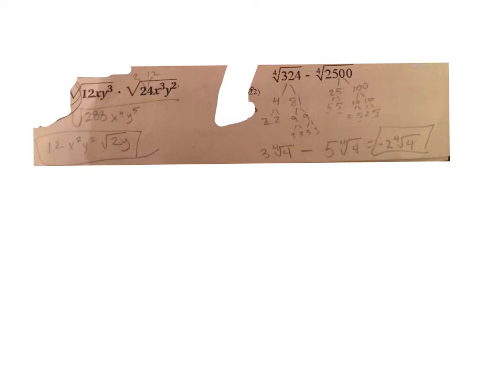Okay, here we have 21. So all I did for 21, I have the square root of 12x y cubed times the square root of 24x cubed y squared. So I just took the 12 times the 24, that's where the 288 came from. The x times the x cubed, that's where x to the fourth came from. And y cubed times y squared, that's where y to the fifth came from. So then I worried about doing the square root of that.